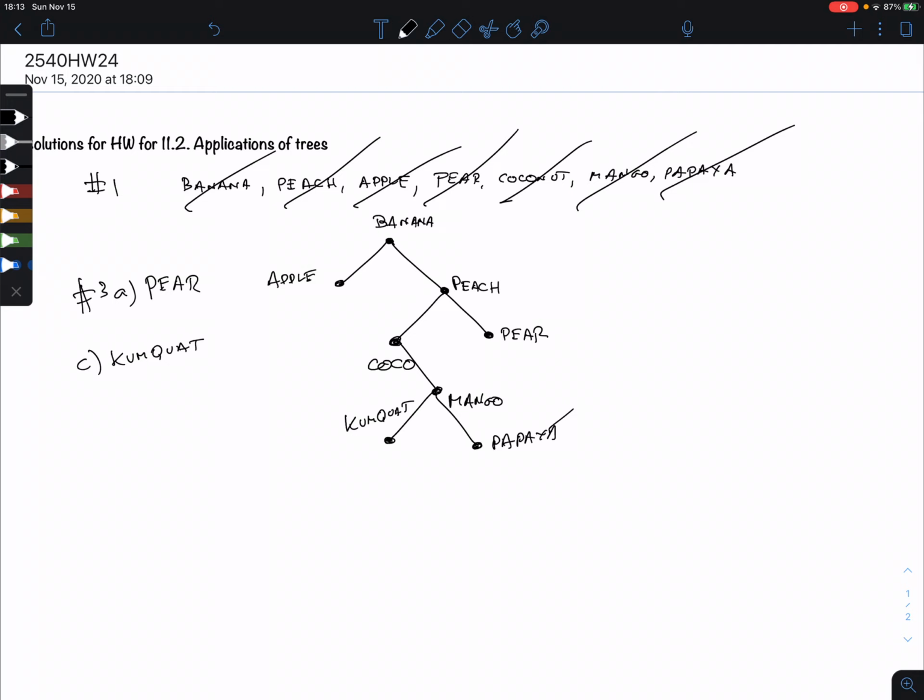Okay, what about orange? Bigger than banana, less than peach, bigger than coconut, bigger than mango, less than papaya. O, P, right? So we have to go left. Since it doesn't exist, I have to put orange there. You see the search tree even gets deeper. All right, and that's how the binary search tree looks.